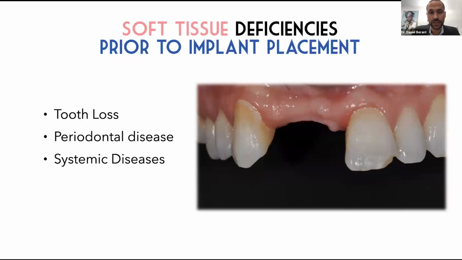So we're going to talk a little bit now about soft tissue and hard tissue deficiencies prior to implant placement, things for us to consider. When we look at our patients, we have to think to ourselves, how did they get to this position? When they lose teeth, did they lose them from periodontal disease? Was there a trauma, as in this case? And also, are there systemic diseases that need to be taken into consideration?